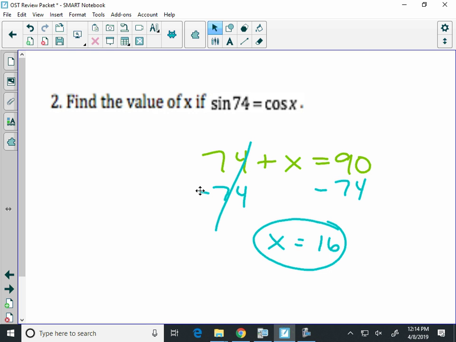They're not the same. If you do the cosine of 74 in your calculator and the sine of 74 in your calculator, you will not get the same answer.